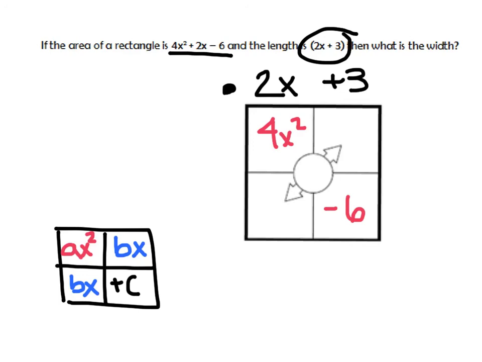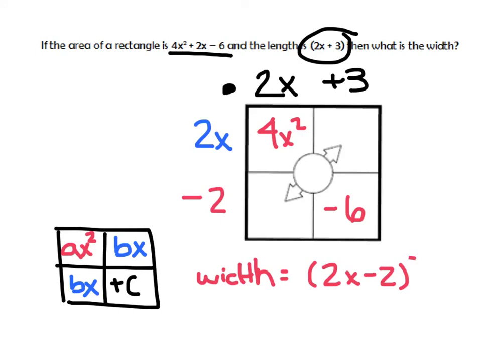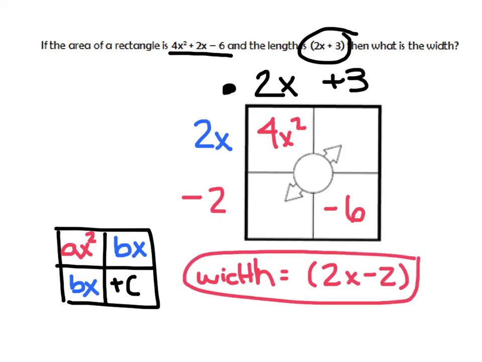Now, this is where I can work backwards and figure out. 2x times what number would give us 4x squared? Well, 2x times 2x will give you 4x squared. And finally, 3 times what number will give us negative 6? I think it's going to be negative 2. So the answer to the question is that the width equals 2x minus 2. So notice this is pretty much the same thing as what we did last class, just a little bit more advanced with taking out a GCF if it's possible.